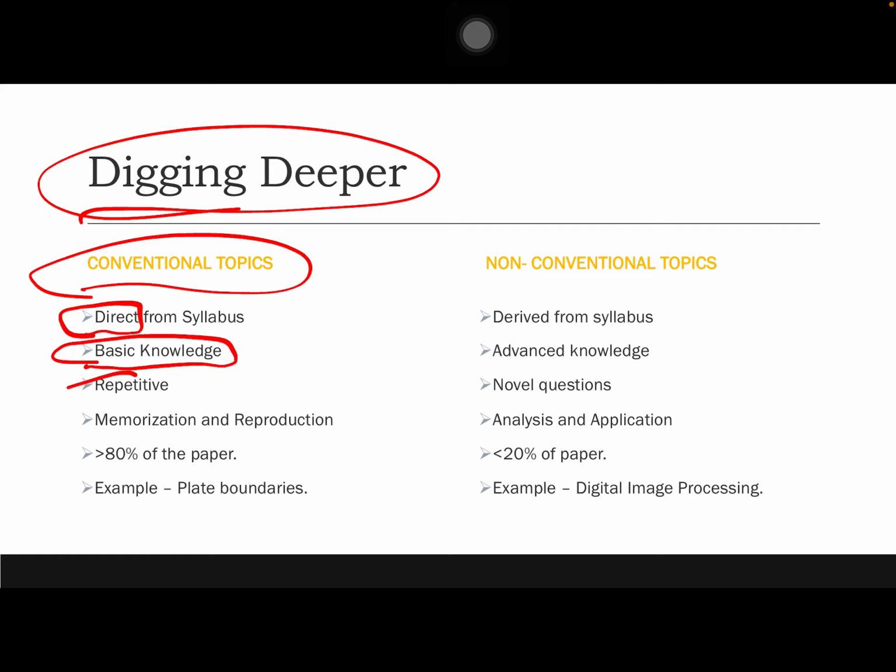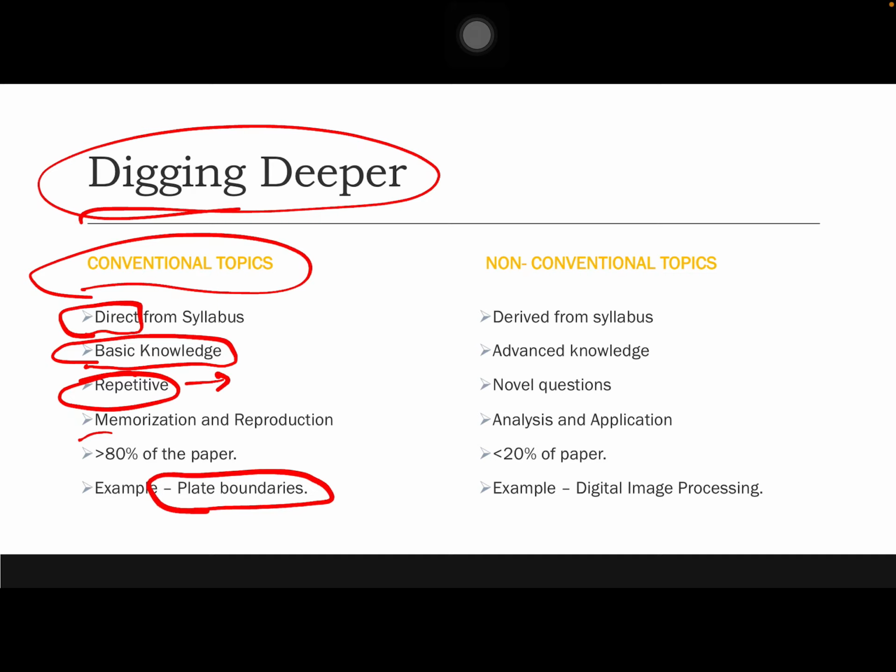The third characteristic, which is the most important, is that it is repetitive. Repetitive in the sense that UPSC has been asking questions from these conventional topics repeatedly, over years and years. For example, the question on different plate boundaries and their characteristics has been asked multiple times. So the good thing about these conventional topics is that they constitute approximately 80% of the paper.